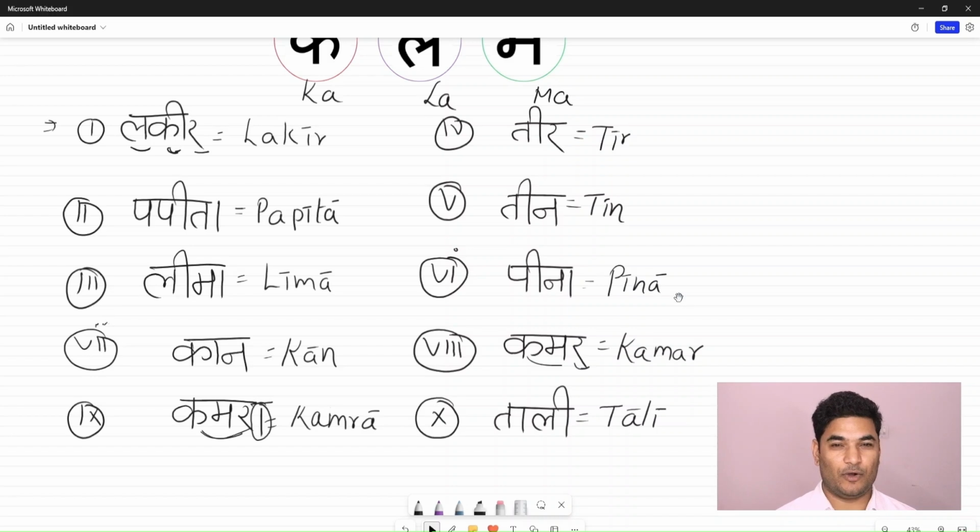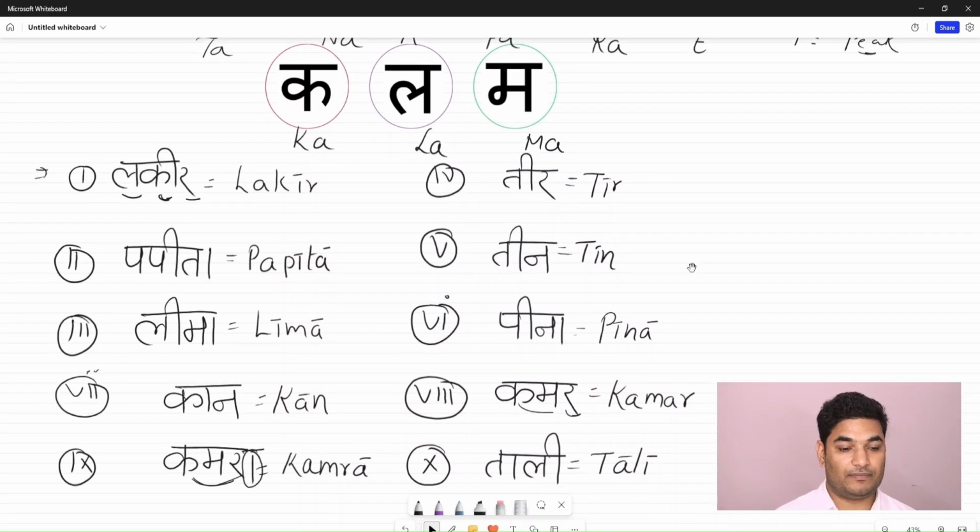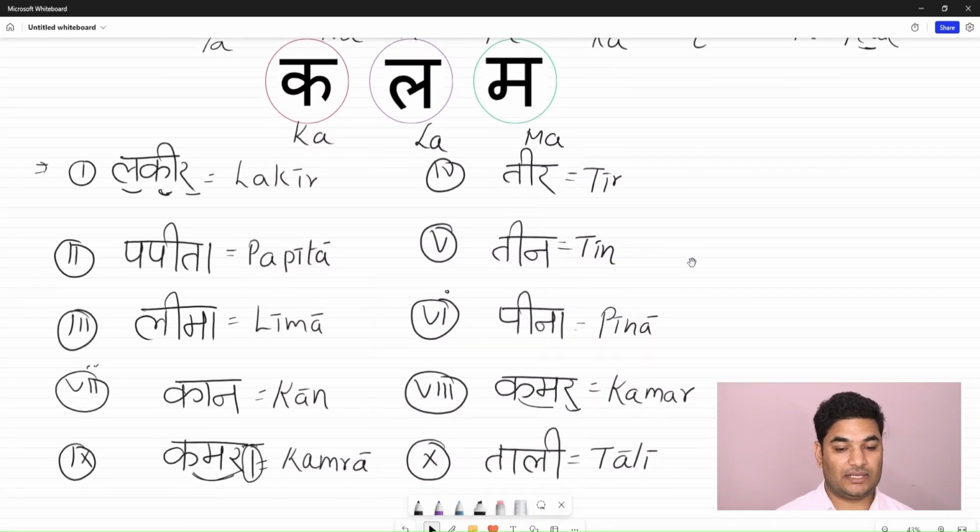Fine. I hope it matches with what you have written in your notebook or whatever you have. So we have revised all the 10 letters in these words. For the English meanings, we have to see the worksheet that I have uploaded for you.